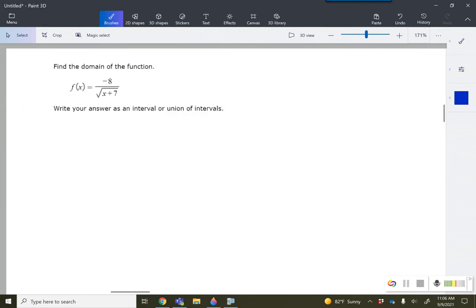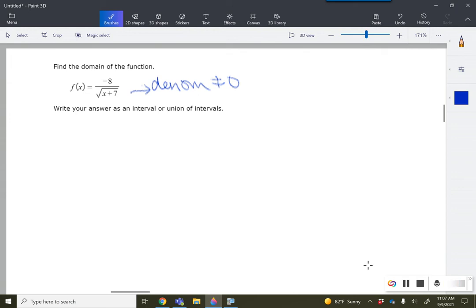So now we're going to find the domain of a function that is both a fraction and a radical. So typically, when you have fractions, we start by saying the denominator cannot equal 0. But we also have a radical. And since the only thing in the denominator is the radical, we can focus on it with the caveat that it also cannot equal 0.